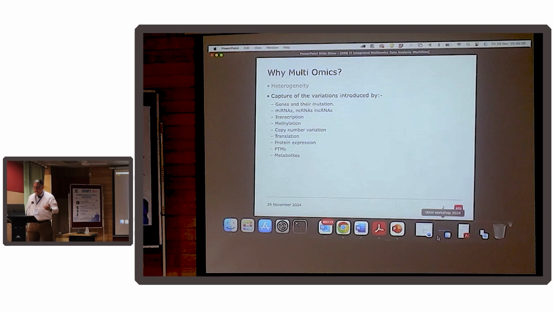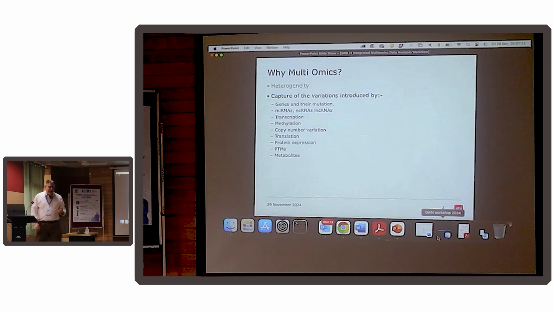So we can also get variation introduced by microRNAs, non-coding RNAs, long non-coding RNAs. Now these things are not necessarily coding proteins, but they can have influence on transcription. So microRNAs modulate genes by blocking and stimulating the transcription of the gene.